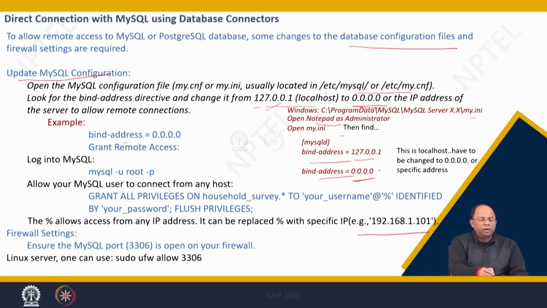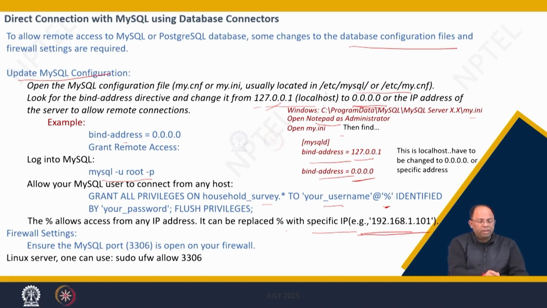Then again, log into MySQL the same way, you have to give the root values and all. Then allow your MySQL user to connect from any host: grant all privileges on household survey to whatever the username is, and this percentage sign makes sure that anybody can access, or it could be replaced with a specific IP if you want to specify from which computer this person can access.